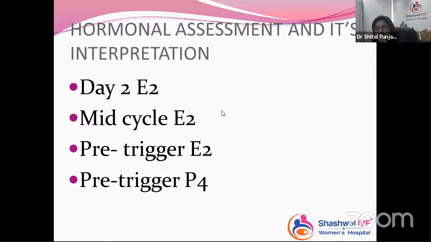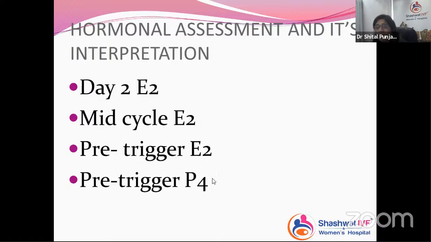So primarily, in OHSS there are two varieties, primary and secondary. In primary, it is due to the HCG and the LH used in the trigger that results in OHSS. And secondary is once there is implantation of the pregnancy, and the pregnancy starts producing beta HCG, and that results in OHSS. So that's one.